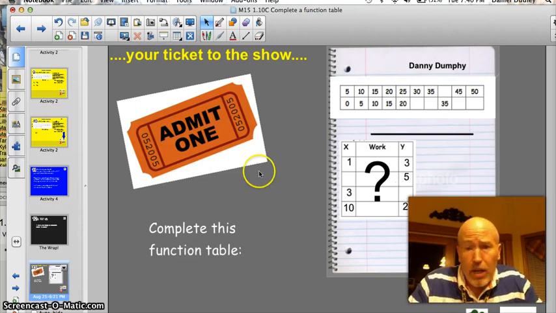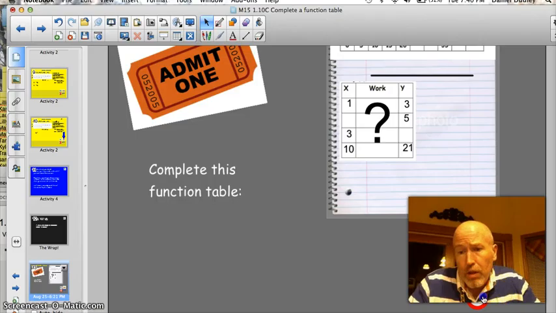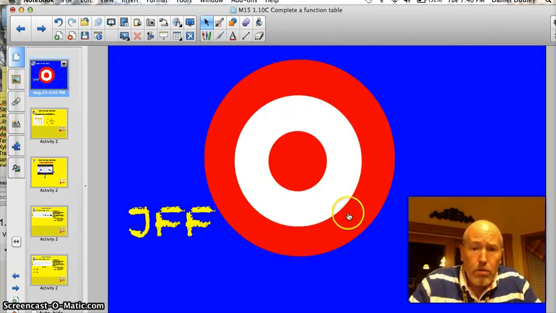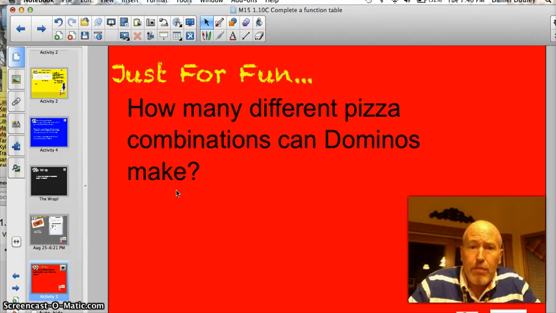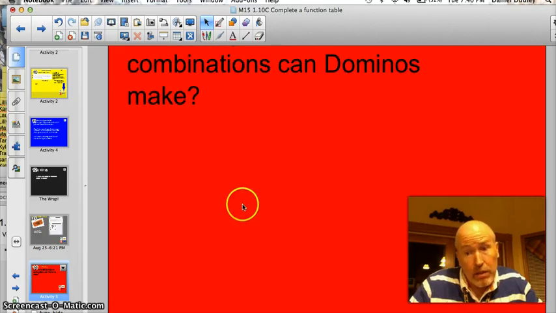Let's do the just for fun question. Whoa! How many different pizza combinations can Domino's make? I was stunned. I actually was looking online and I saw this thing that said they could make 75 million pizza combinations. I was like, yeah, whatever. And I'm President Obama. Yeah. Actually, I was wrong.